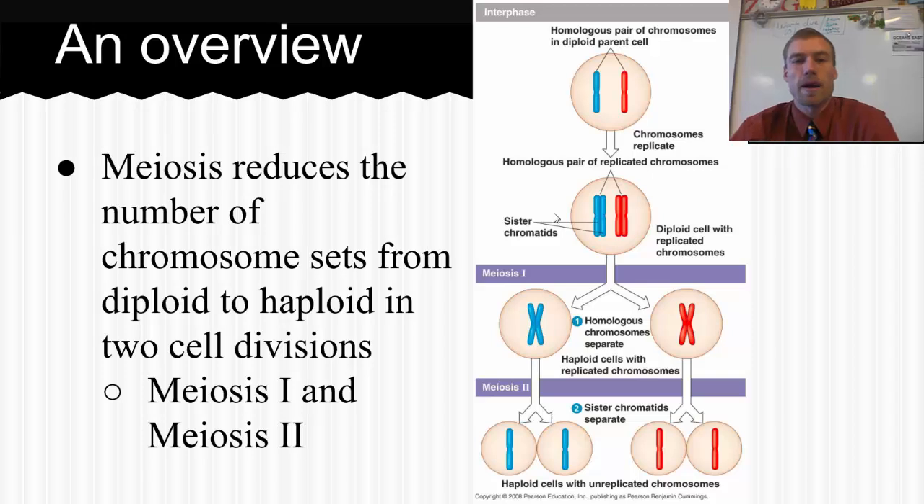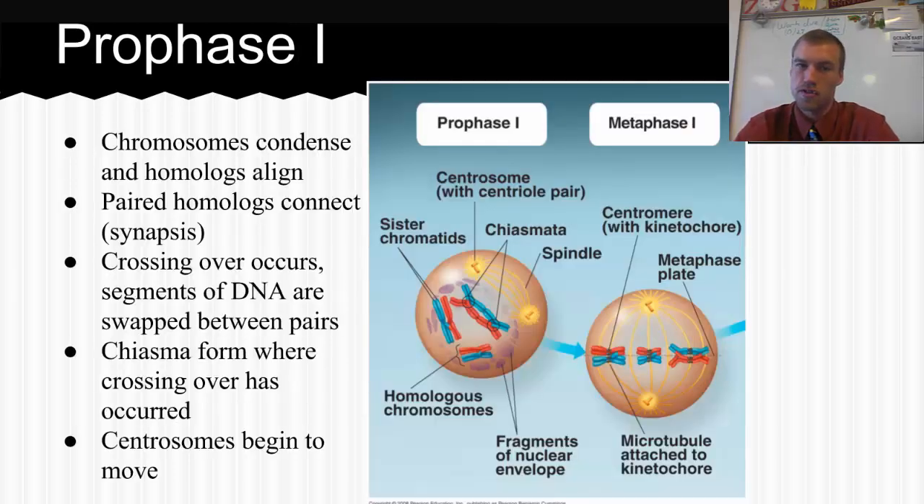All right, let's talk about meiosis, producing these haploid cells. Basically, we're going to start off with a diploid cell. We are then going to halve the number of chromosomes in order to get to a haploid cell. And we're going to do this in two separate cell divisions, known as meiosis I and meiosis II. So here's your first difference between mitosis and meiosis: mitosis occurs in one cell division, whereas meiosis occurs in two cell divisions.